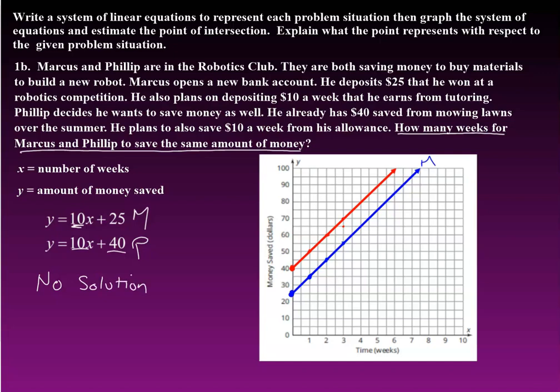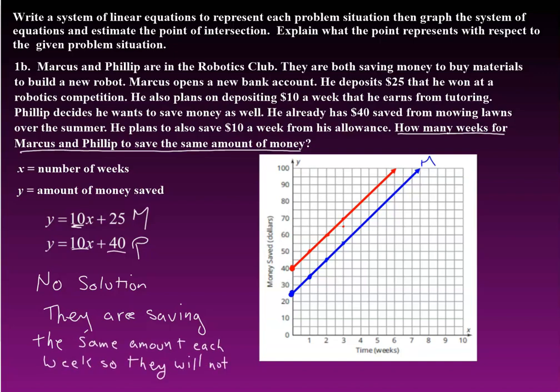And then if you read the directions, they also want us to explain what it means in terms of this problem. So they are saving the same amount of money each week, so they will not have the same amount saved. And that's what this no solution means.